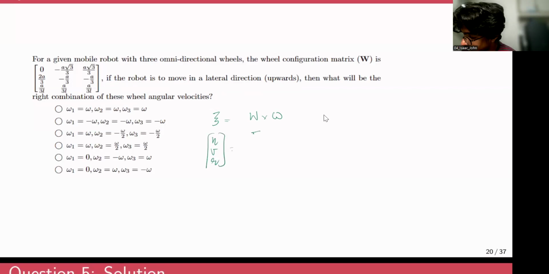And omega is, W is given as 0, minus A root 3 by 3, A root 3 by 3, 2A by 3, minus A by 3, minus A by 3, A by 3L, A by 3L, A by 3L.